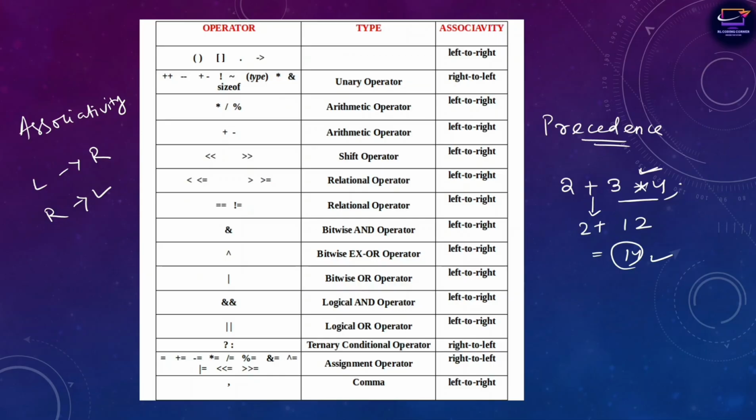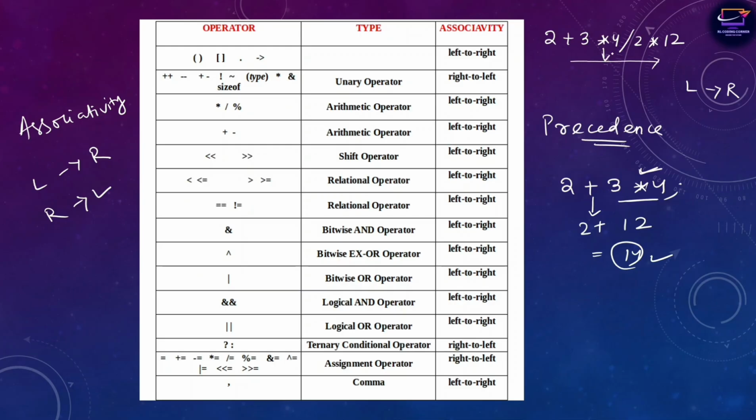See, like here, if I write 2 plus 3 into 4 divide 2 into 12. Okay, so you have to evaluate first the multiplication and division operators because multiplication and division are of the same precedence, right? So multiplication and division operators are evaluated from what? Their associativity is left to right. Okay, in this chart you got it, that is left to right, right? So like this we have to evaluate this equation from left to right.